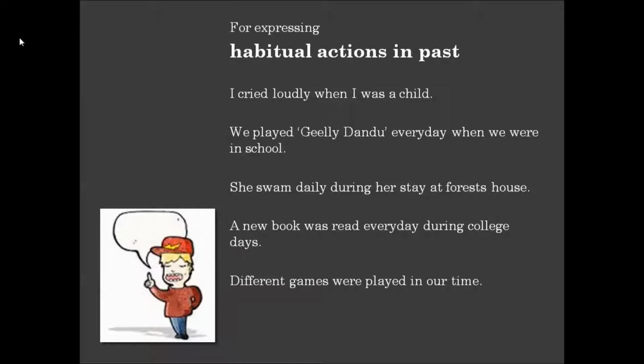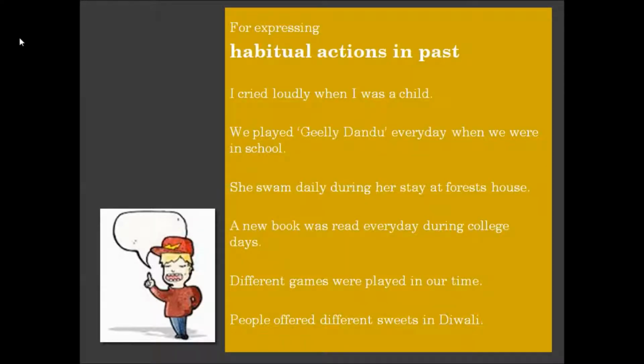We played gully dandu every day when we were in school. We swam daily during her stay at Forest House. A new book was read every day during college days. Different games were played in our time. People offered different sweets in Diwali. So like this, now you have to make somewhat similar sentences, and if you face any problem, you can contact me.